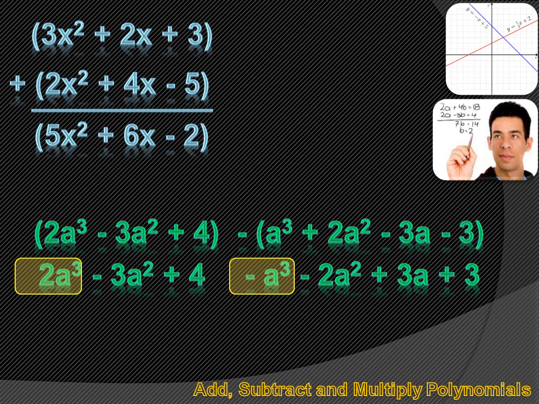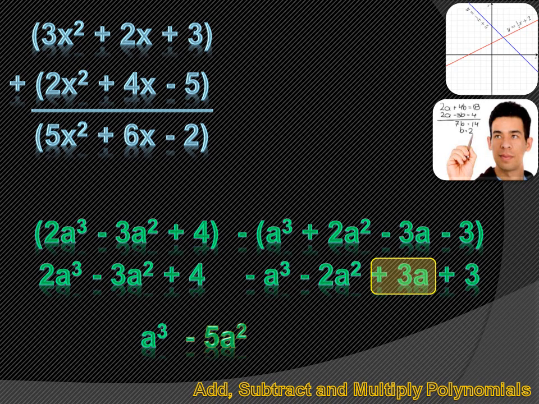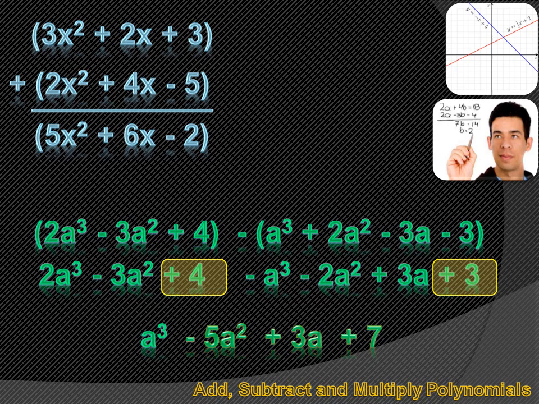I combine my 2a cubed and my minus a cubed, and I get a cubed. I combine my minus 3a squared and my minus 2a squared, and I get minus 5a squared. I've only got one a term. There is no other like term. So I'll just bring down that 3a. And then my constant terms, my plus 4 and my plus 3, I'll combine those and I'll get plus 7. My answer is a cubed minus 5a squared plus 3a plus 7.